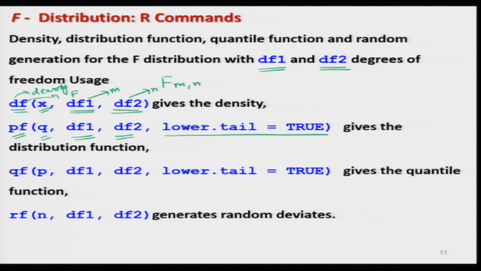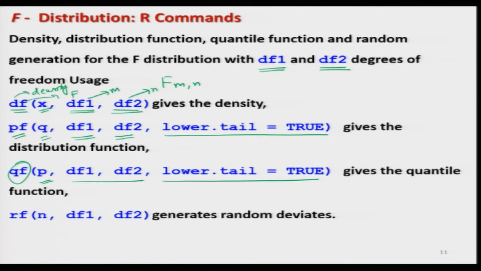And similarly, if you want to find out the quantile, then the command here is qf. You give the quantile that you want to find as p, and then df1, df2, and according to the requirement you can set lower.tail to be true or false.